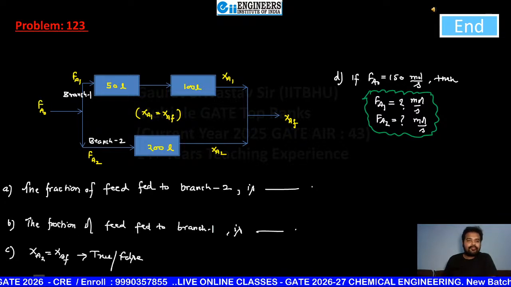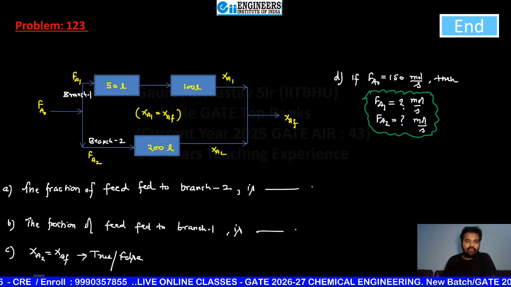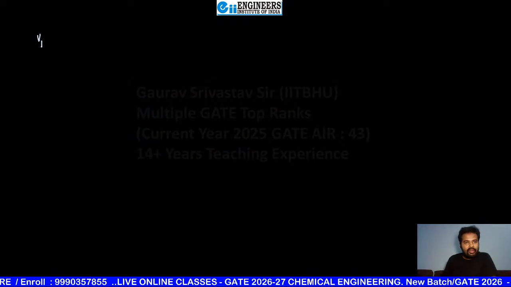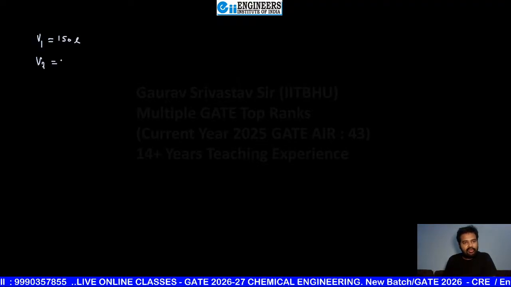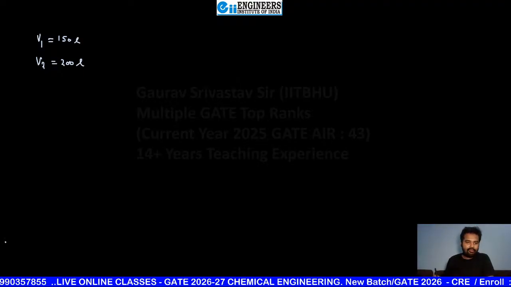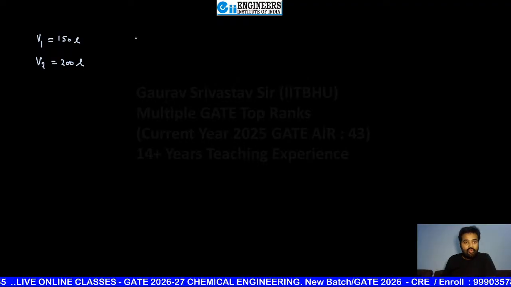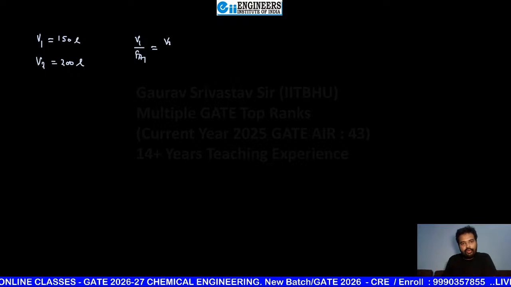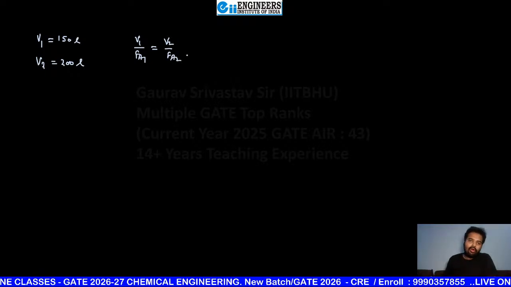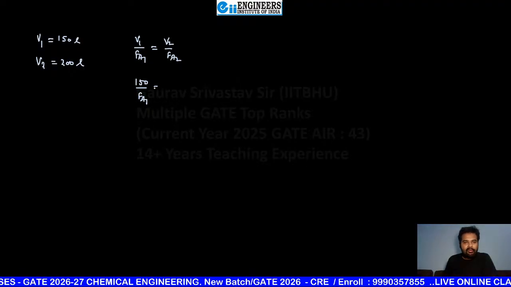See the solution, beta. So clearly here for the first one, the total volume you have to write is 150 liter. So V1 for the first branch is 150 liter, and for the second branch the total volume is 200 liter. Now FA naught, FA1, FA2 are given. So we know that V1 by FA1 must become equal to V2 by FA2. Further moving, beta, I can write 150 by FA1 equals 200 by FA2.